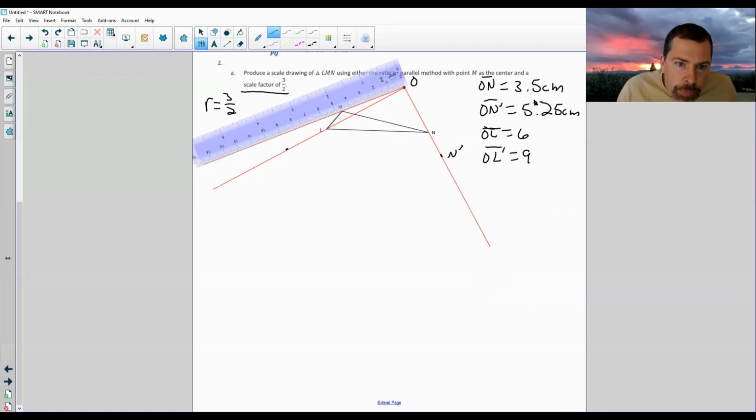And that is going to be the point L prime. And then N, or OM equals 4.56. Let's just say 4.5 cm. This was centimeters as well. 4.5 centimeters times 3 halves, 4.5 times 3 halves equals 6.75. So OM prime equals 6.75 cm.